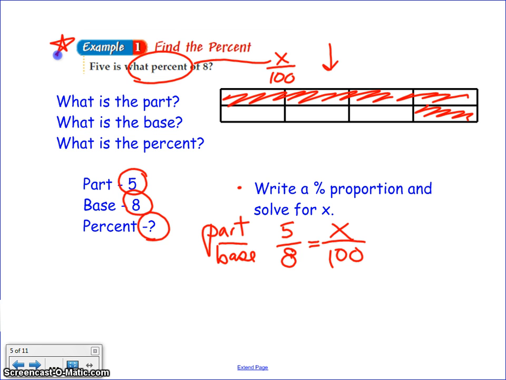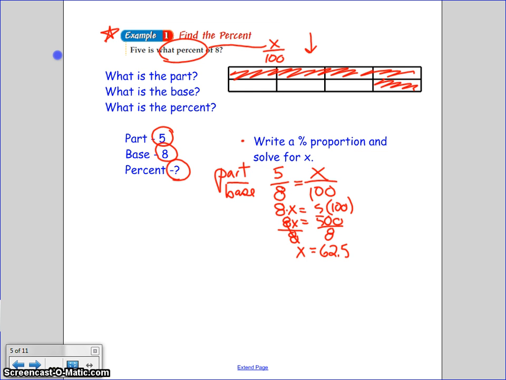Okay, now we just solve our proportion. 8 times x equals 5 times 100. So 8x equals 500. Divide both sides by 8. And we find out that x equals 62.5. That means x right here is 62.5. 62.5 over 100, or 62.5%. We did our first one.